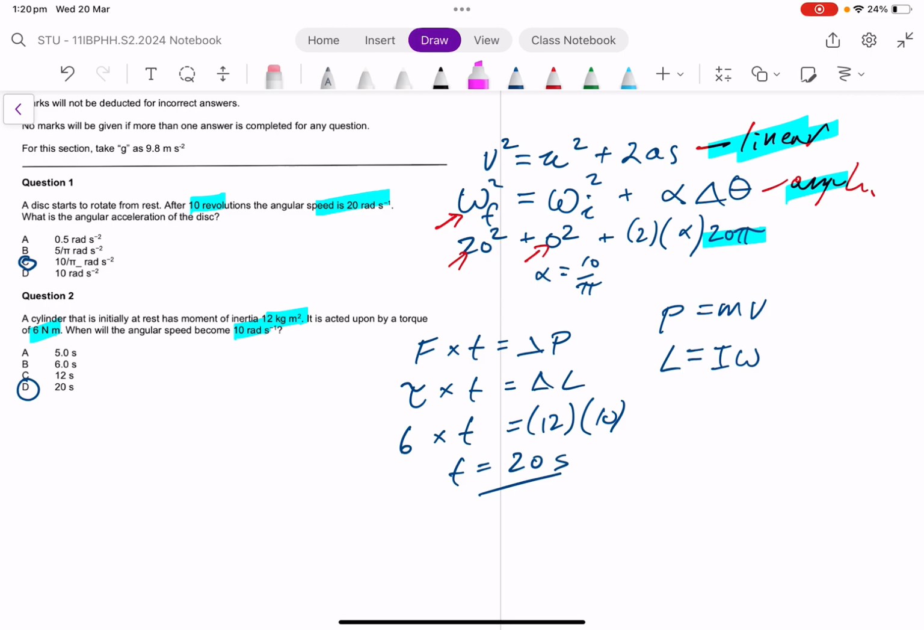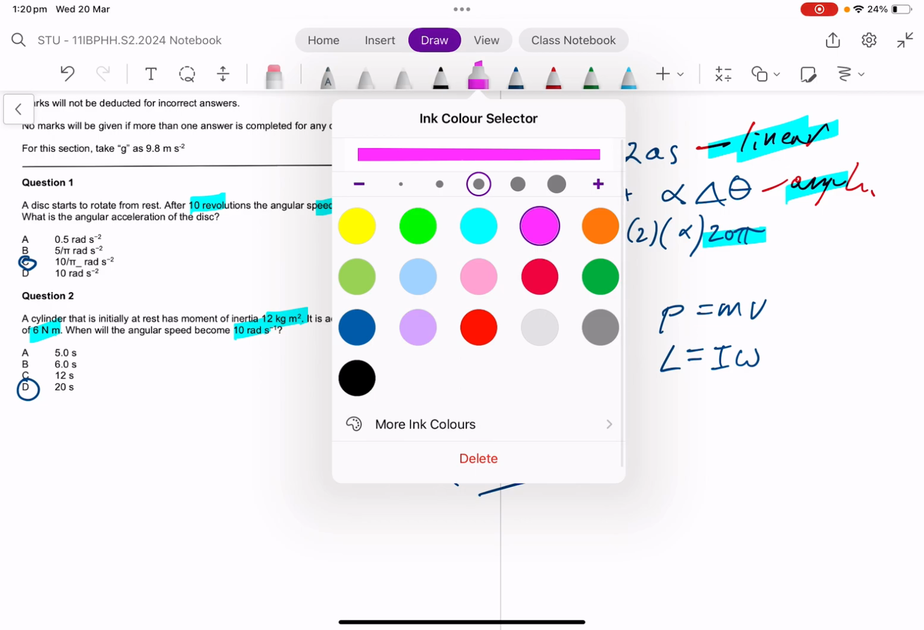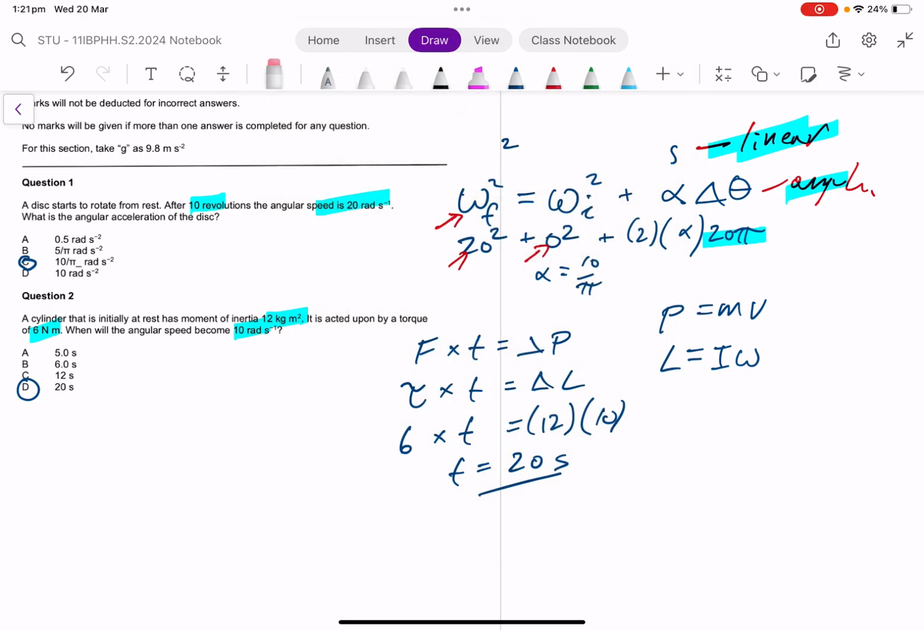All right. So what I mean by that is, here is our linear version of v squared equals u squared plus 2as. So that's the same as saying the final angular velocity squared must equal the initial angular velocity squared plus 2 alpha delta theta, because change in theta is the same as change in displacement. Do the maths on that, and it comes out to be a beautiful 10 on pi.